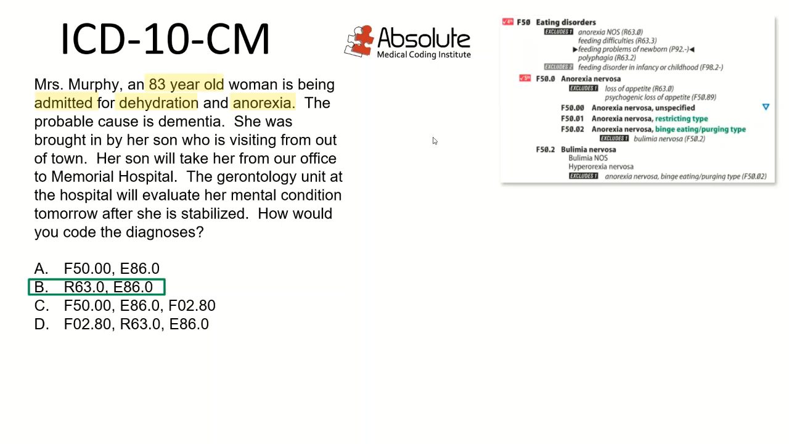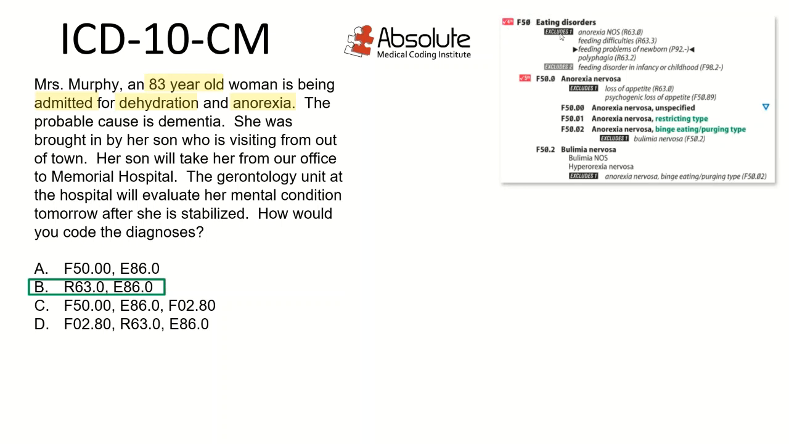Great to hear that, Angela. Love learning moments. That's right, Patricia. Yes, that's right, Gessa. You guys are getting this. Basically we see anorexia in our scenario, but F50.00 is for anorexia nervosa. That's actually an eating disorder from the F section for mental and psychological disorders.